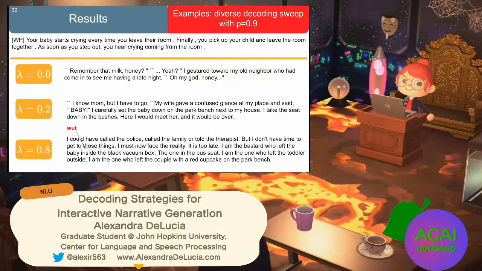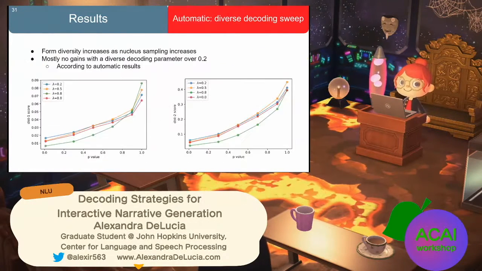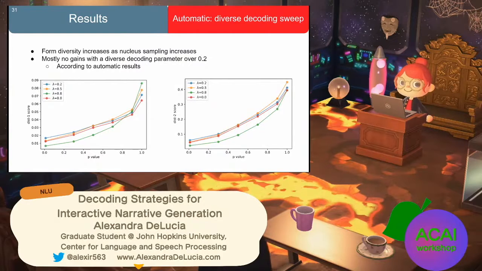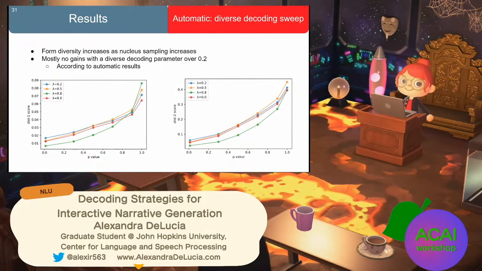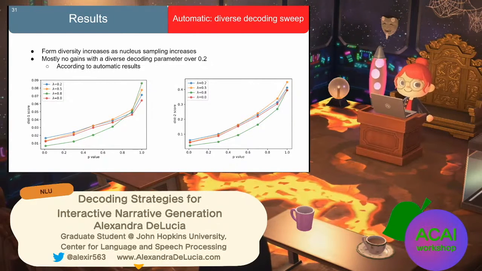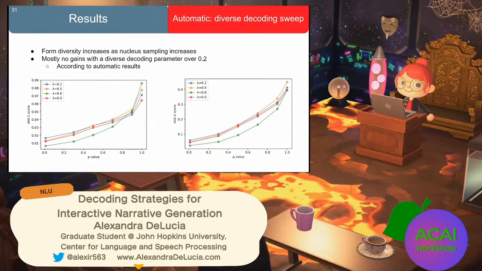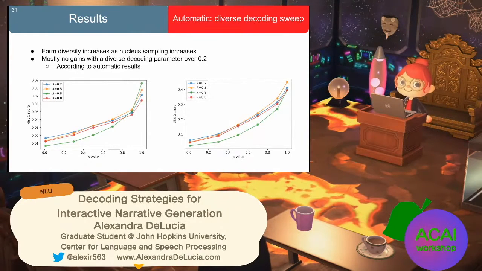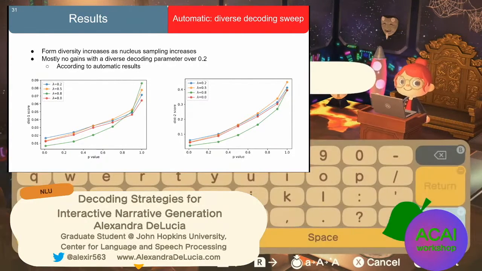This is just some automatic evaluations of the diverse decoding suite with regards to different p-values for nucleus sampling. As we can see, distinct N, again, was to measure form diversity. This increases as the p-value for nucleus sampling increases. And according to the automatic evals, once you raise lambda over about 0.2, there doesn't seem to be that much of a gain until you get to 0.8, and then it starts going downhill, which could be a sign of degeneracy.